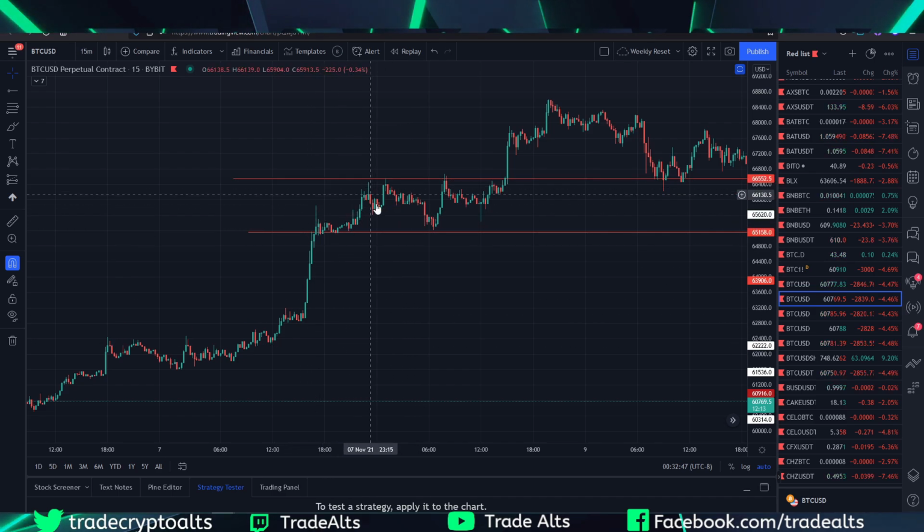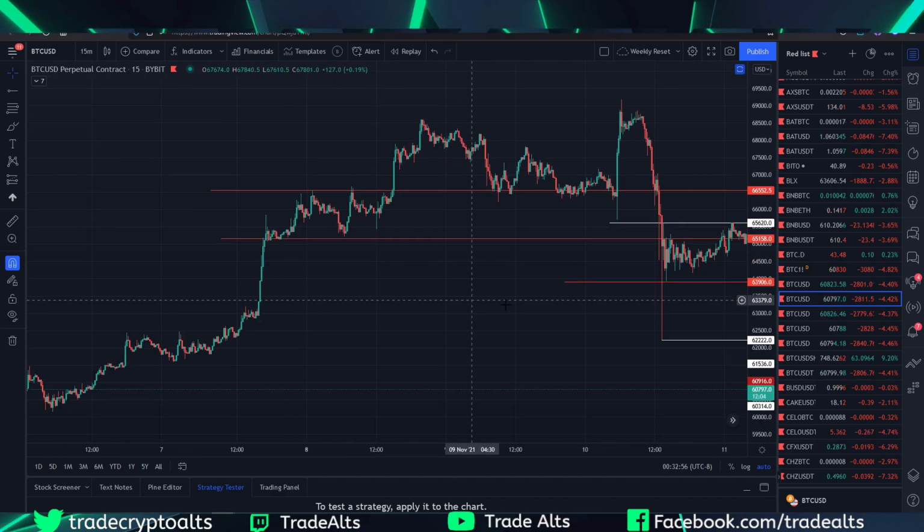But again, impulse, range, impulse out of the range. So you could definitely have traded this the same way that we talked about in the previous examples.